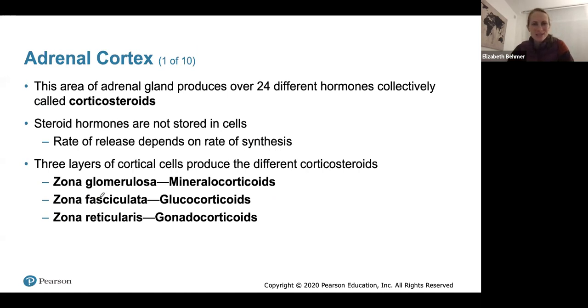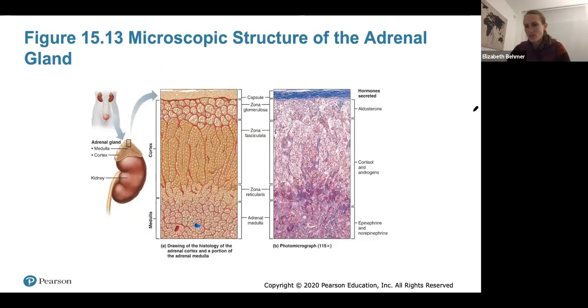The adrenal cortex secretes over 24 different hormones called corticosteroids. There are 3 different layers of cortical cells that produce these different corticosteroids. I don't think I asked you guys specific questions on the layers and what corticosteroid they produce. But just looking at this picture here, the cortex is the outer, more superficial layer of the adrenal gland, and the adrenal medulla is the deeper inner layer.